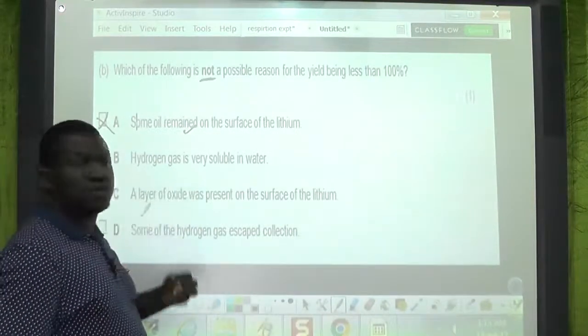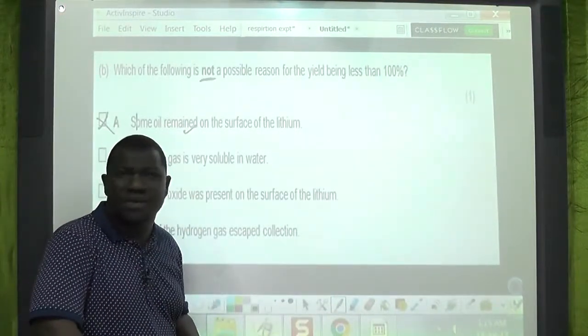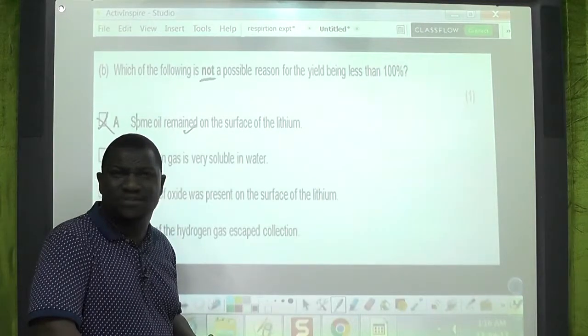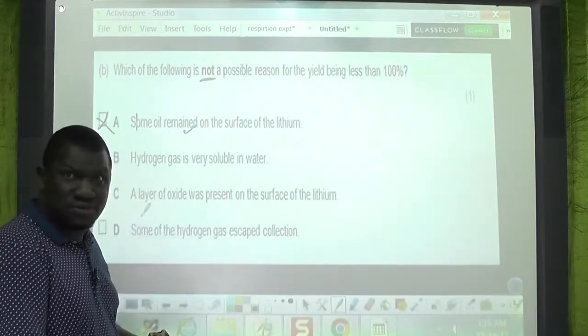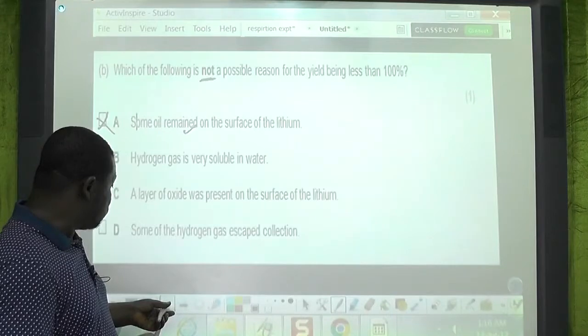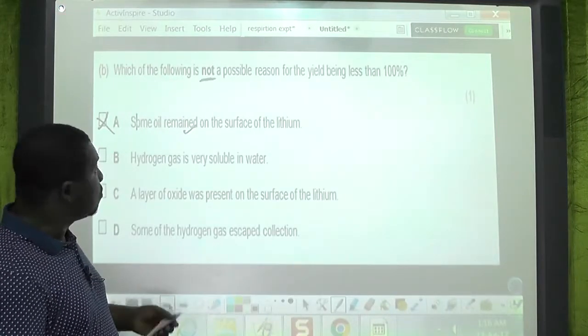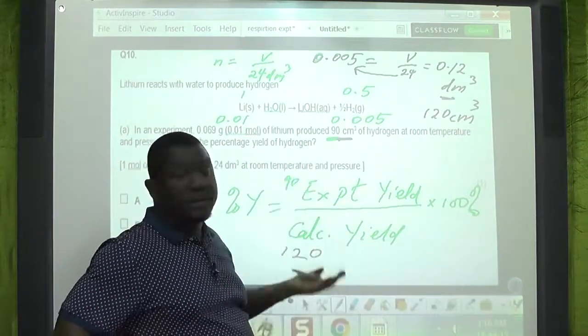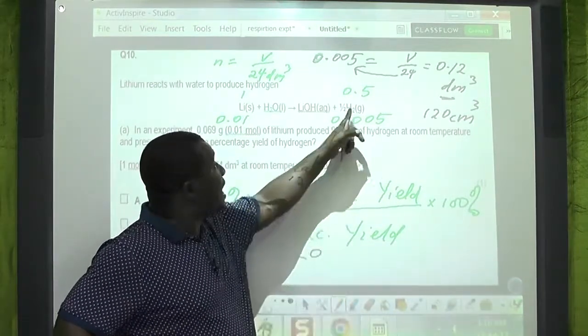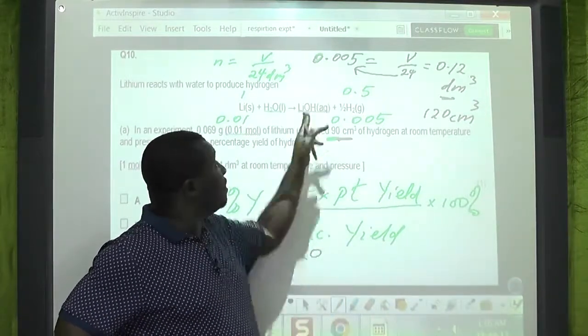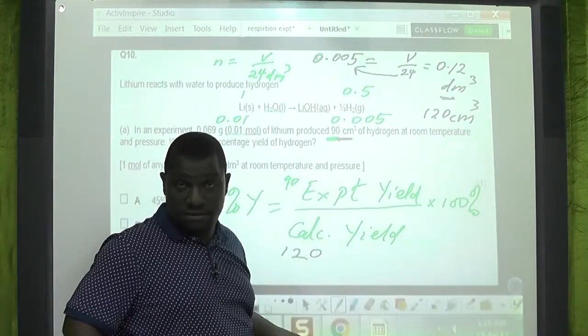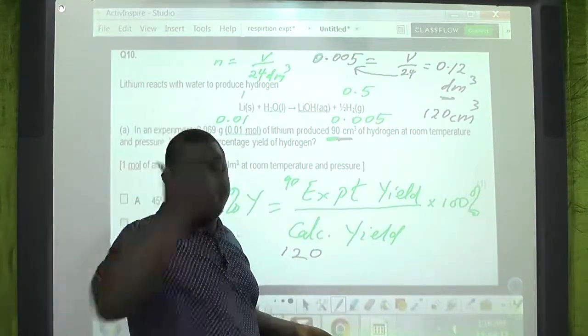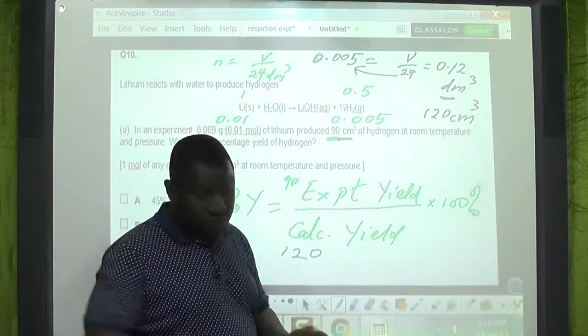Hydrogen gas is very soluble in water. This is absurd science. How can hydrogen be soluble in water? Look at the equation once again. You have lithium in water, and hydrogen is formed. Everything is in water. Lithium hydroxide is aqueous. So the hydrogen will not bubble out if it was soluble in water. It will just dissolve and stay there.